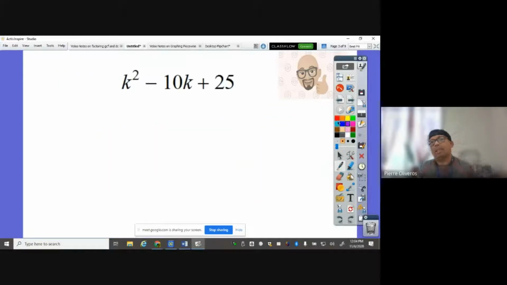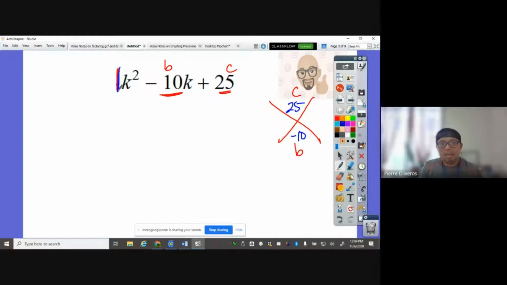So now let's see the first example. We have k squared minus 10k plus 25. We know that the value of a there is equal to 1. This is the b, and that's your c. Again, I told you the c goes here, the b goes there. So this will be 25, and this is negative 10. So since a is equal to 1, for the factors you draw two parentheses and write k here, write k there, automatically every time when a is equal to 1.